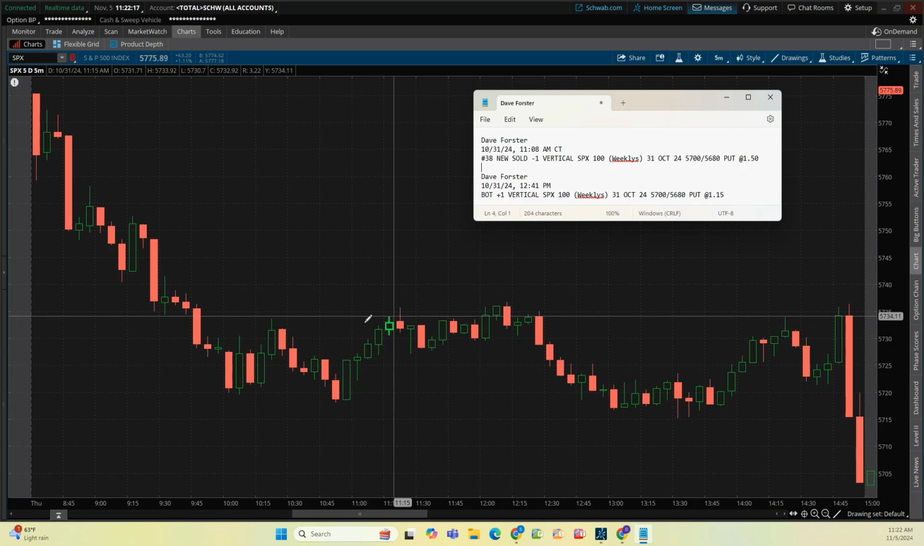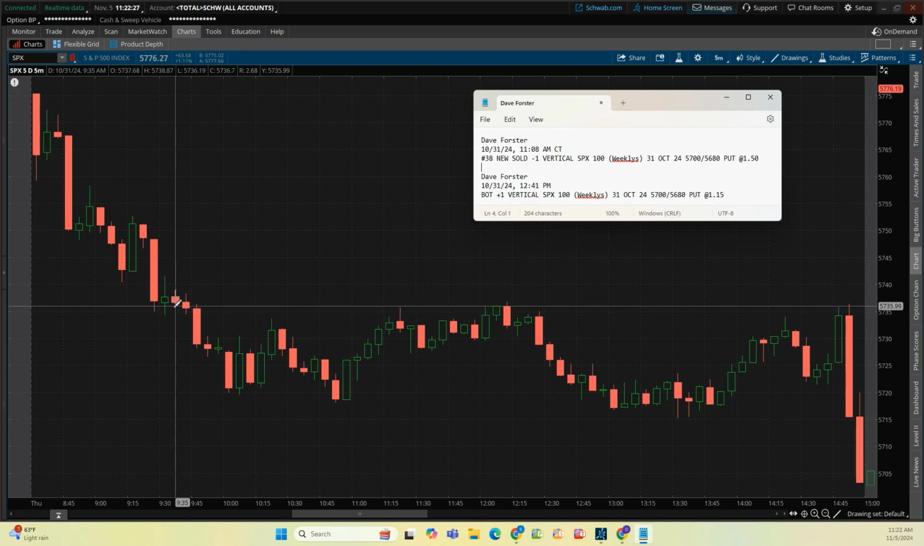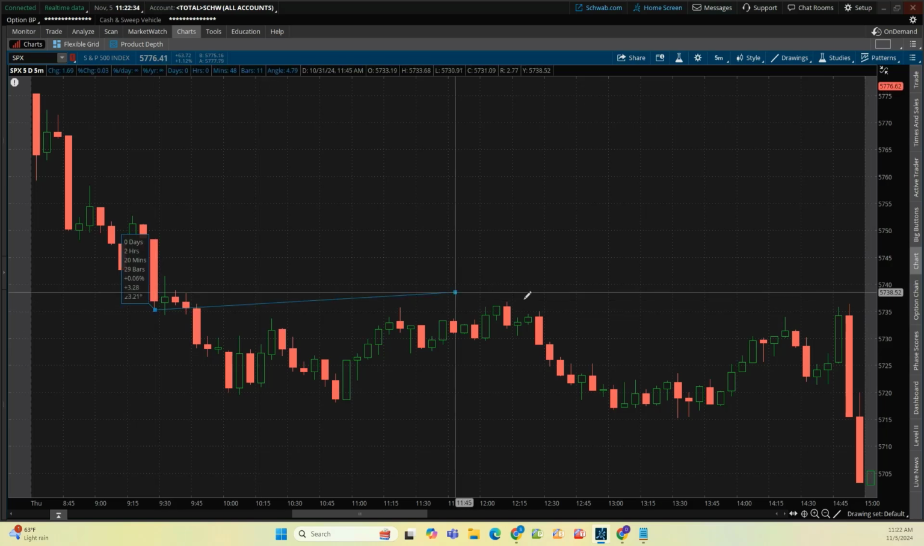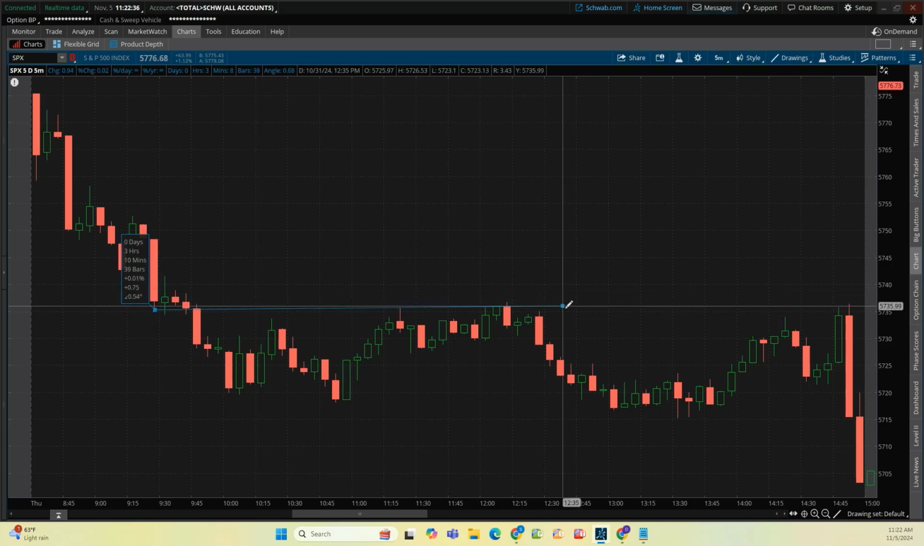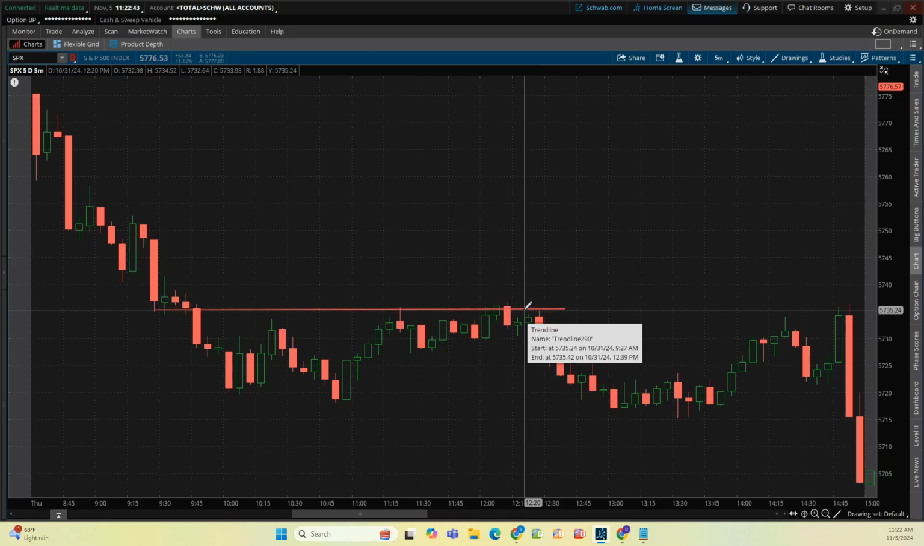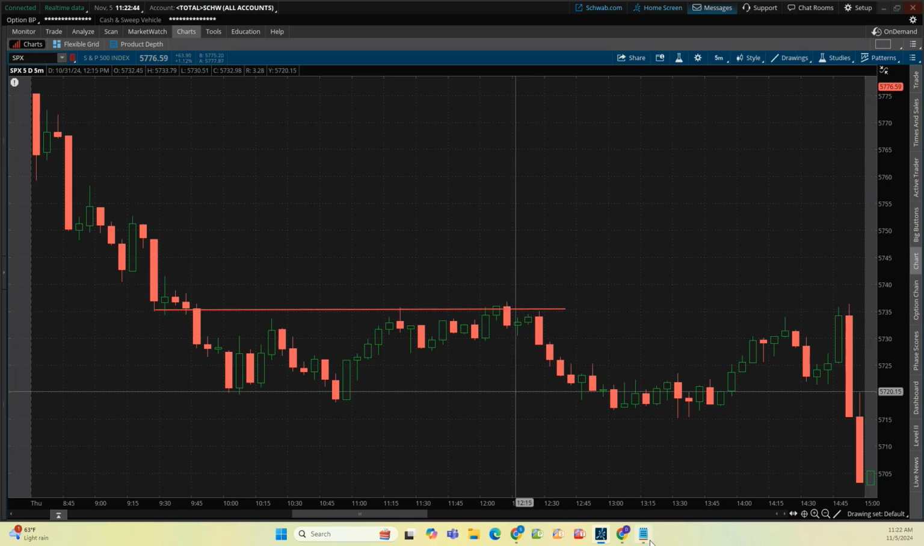You can see there was some attempt to find support back in here, right? And then that ultimately turned into some kind of resistance, but it chopped around for a while. Let me draw that line in. You can see pretty clearly that that level was acting as resistance.